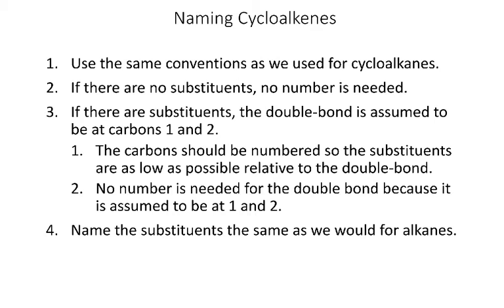Now, if there are substituents, then just like in the case with the straight chain ones, the double bond takes priority in determining the numbering. So the double bond is always going to be at carbons 1 and 2. And then we'll go in the direction of numbering that gives the substituents the lowest numbers. But we don't need to give a number for the double bond because, again, we know the double bond's at 1 and 2. So basically, when we name cycloalkenes, we just put the double bond at 1 and 2, and then name the other substituents relative to that.